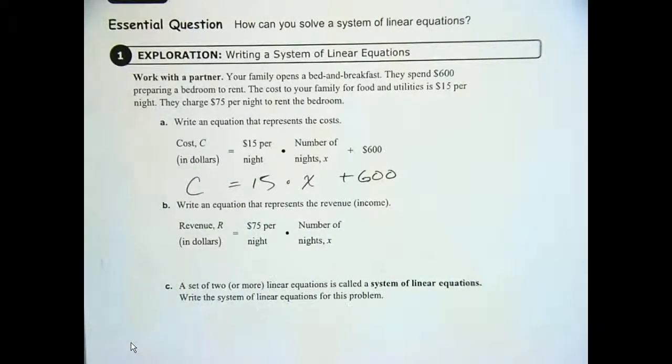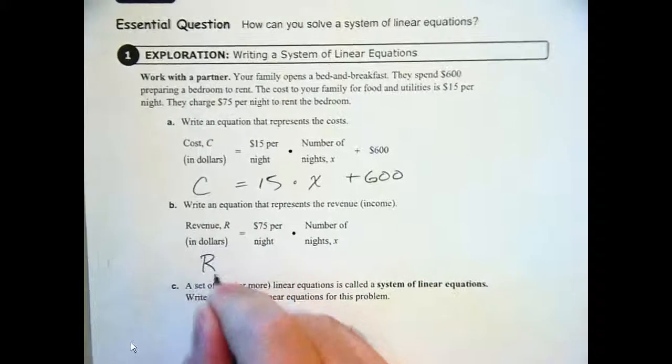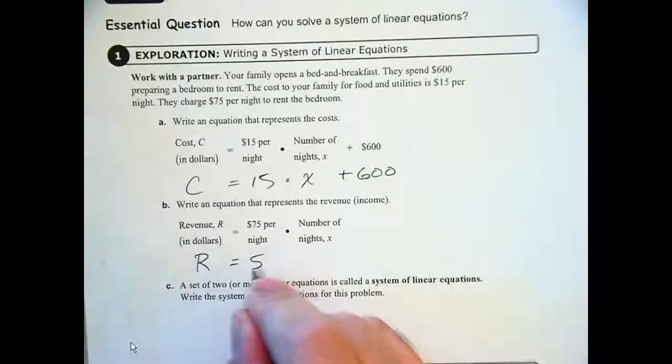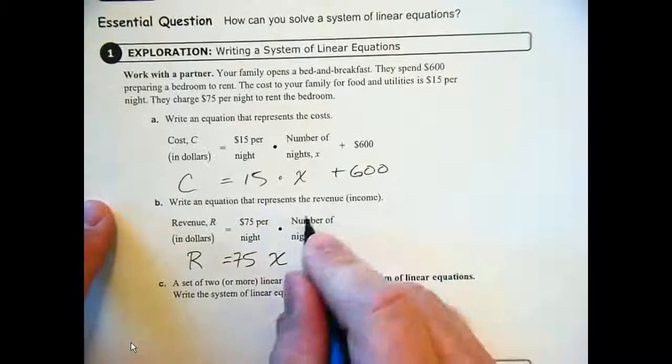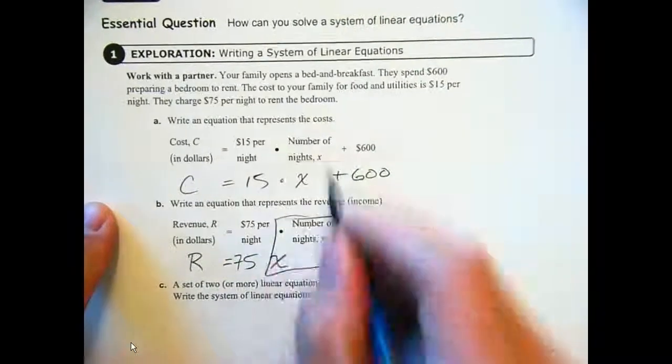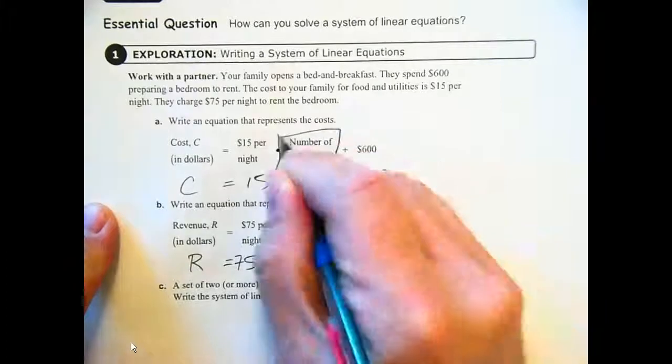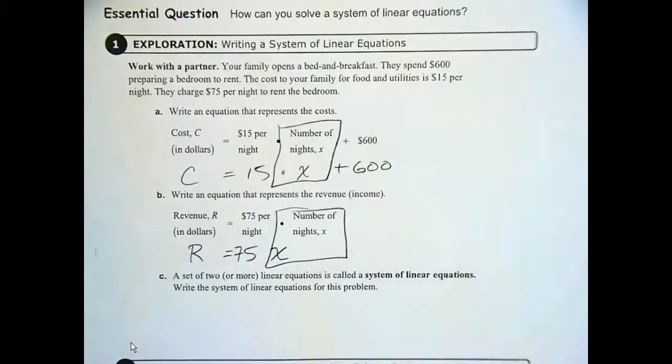Sebastian, what'd you get for letter C? R equals 75x. Good. Thank you. Notice your x's represent the same thing. It's a key thing there. So we're going to call them both x. And then our system.